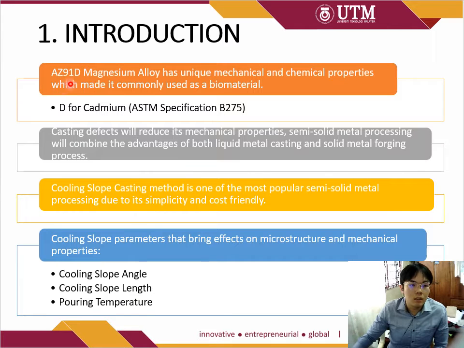So what is AZ91D magnesium alloy? The 9 here stands for 9% of aluminium and the 1 here stands for 1% of zinc. The D is for cadmium in ASTM specification B275. It has unique mechanical and chemical properties which make it commonly used as a biomaterial.